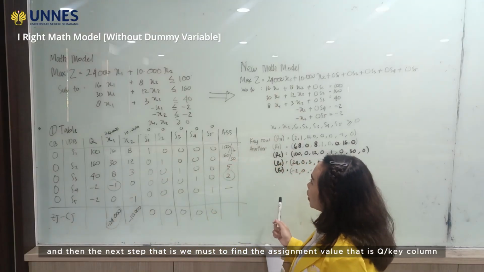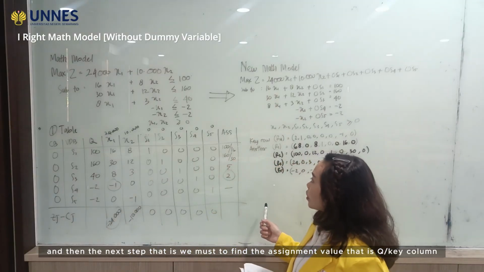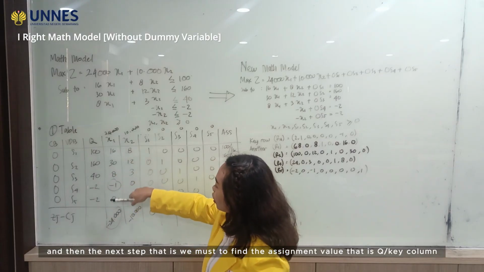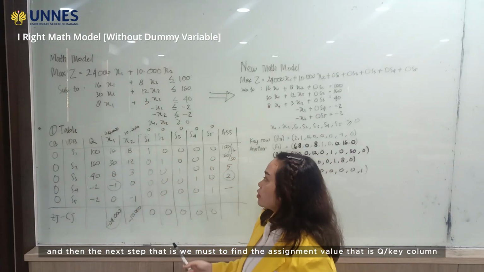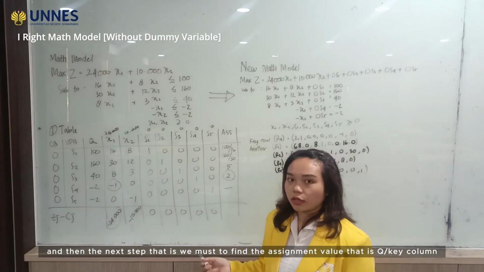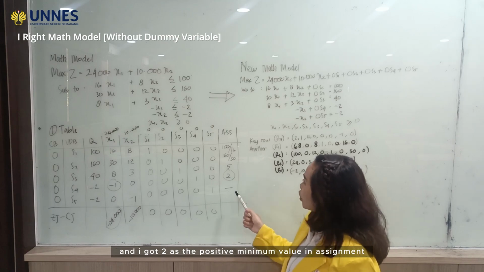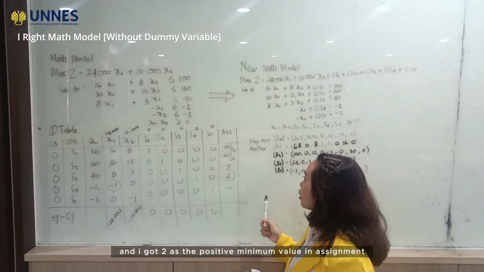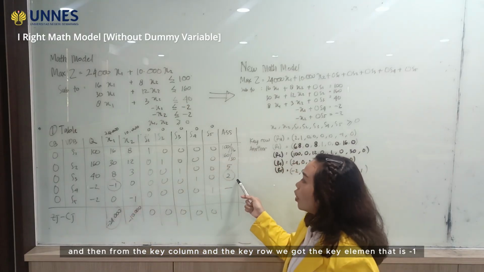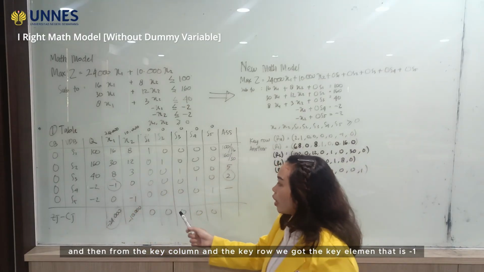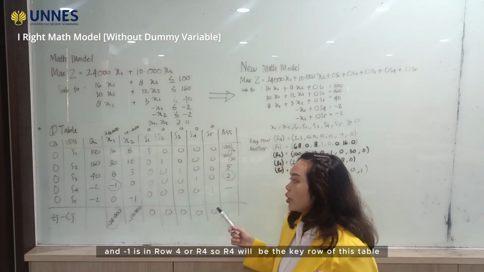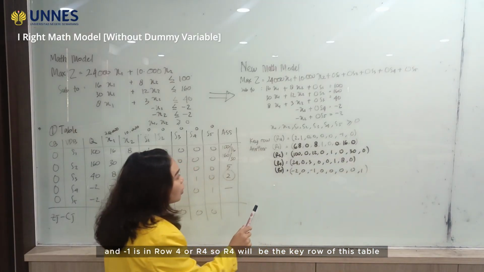And then the next step is we must find the assignment value, that is from the value of Q over the value of the K column, that is x1, so 100 over 16, 160 over 30, and so on. And I got 2 as the positive minimum value in the assignment. Then from the K column and the K row, we get the K element, that is minus 1, in row 4 or R4. So R4 will be the K row of this table.